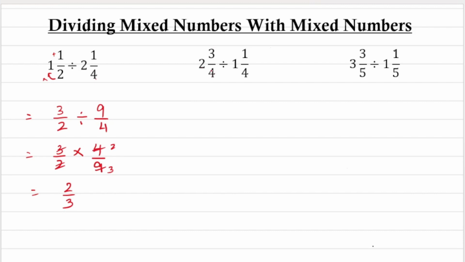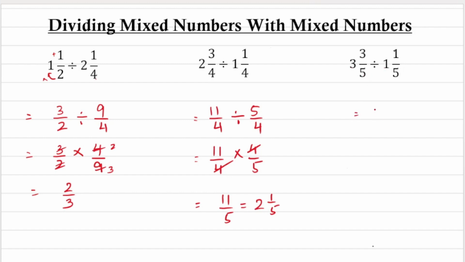4 times 2 is 8, 8 plus 3 is 11, so 11 fourths, divided by 4 times 1 is 4 plus 1, 5 fourths. And now it becomes 11 fourths multiplied by the reciprocal of 5 fourths, which is 4 fifths. Cancel. Okay, this one is this. And I get 11 fifths, and 11 fifths is 2 and 1 fifth, because 5 times 2 is 10 plus 1, 11.